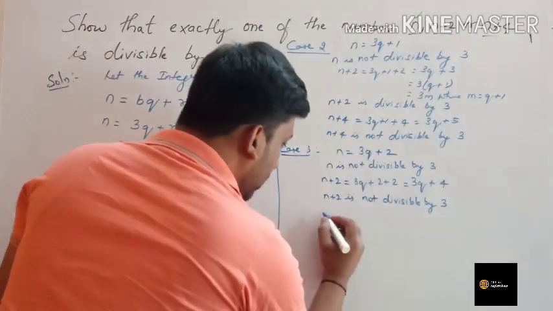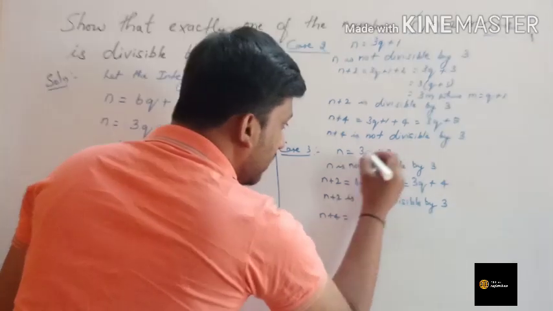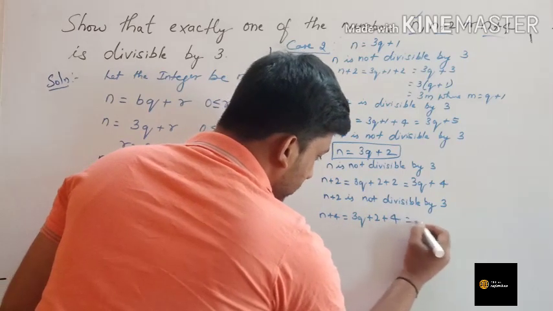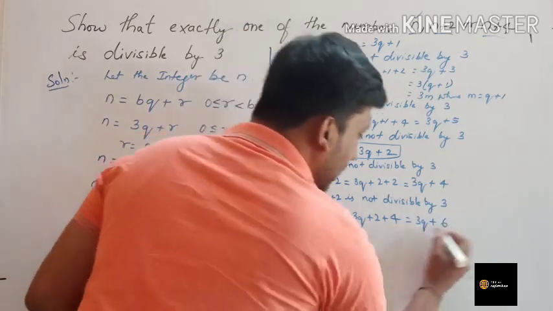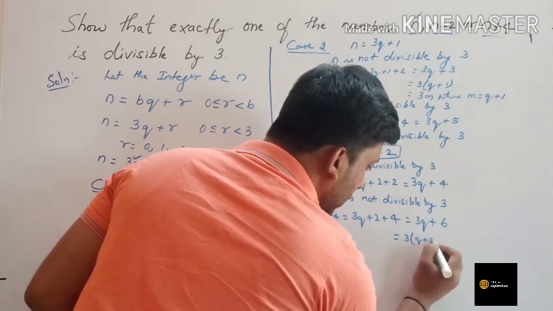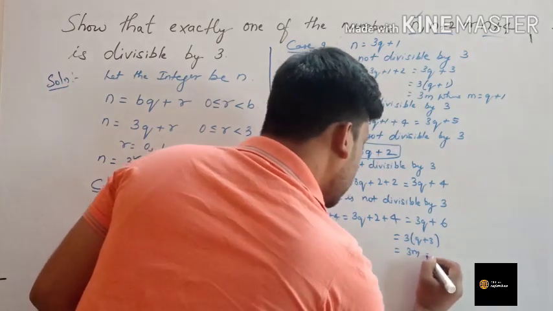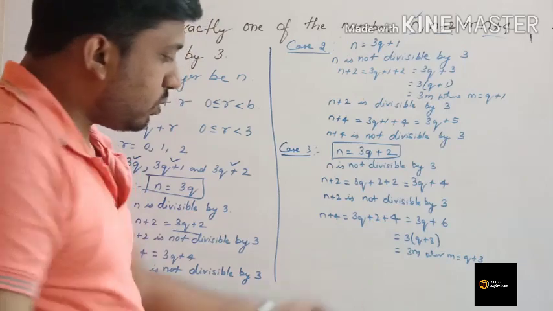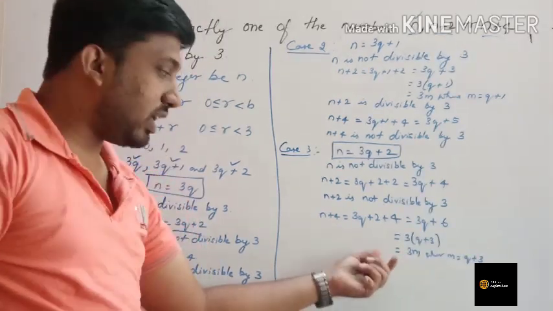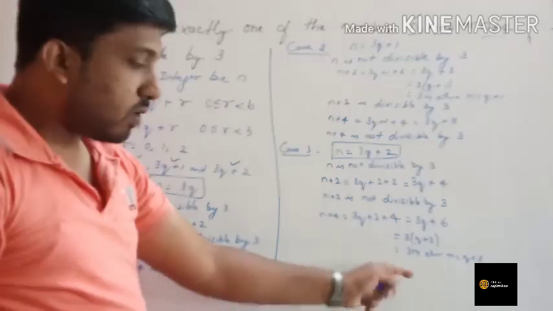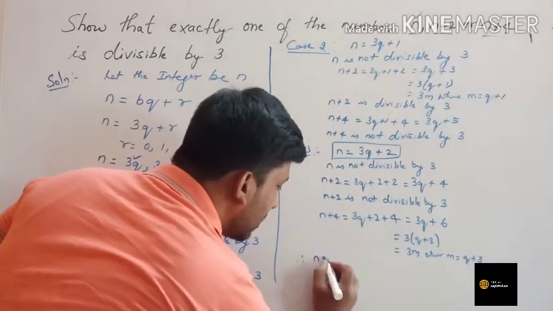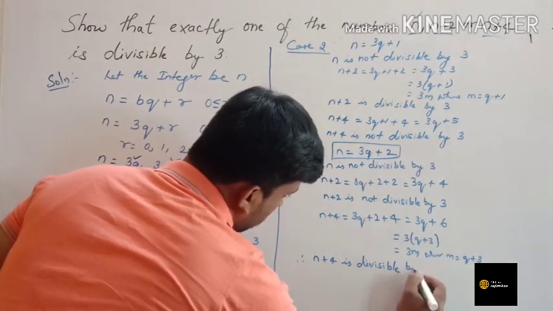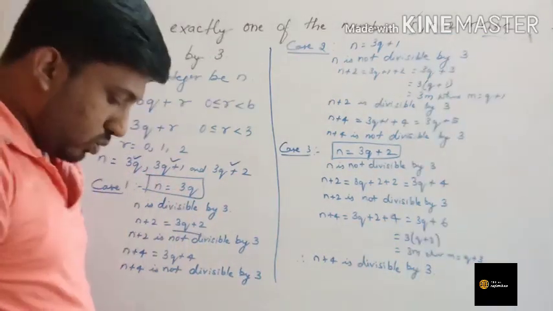The third case I am going to take is n plus 4, which is equal to, in the place of n, I substitute 3q plus 2, that is 3q plus 2 plus 4, which is equal to 3q plus 6. Again I can take 3 common, 3 into q plus 2, that is equal to 3m, where m is q plus 2. So again this is in the form of 3m, a multiple of 3, which can be divided by 3. So therefore n plus 4 is divisible by 3. Okay. So did you follow?